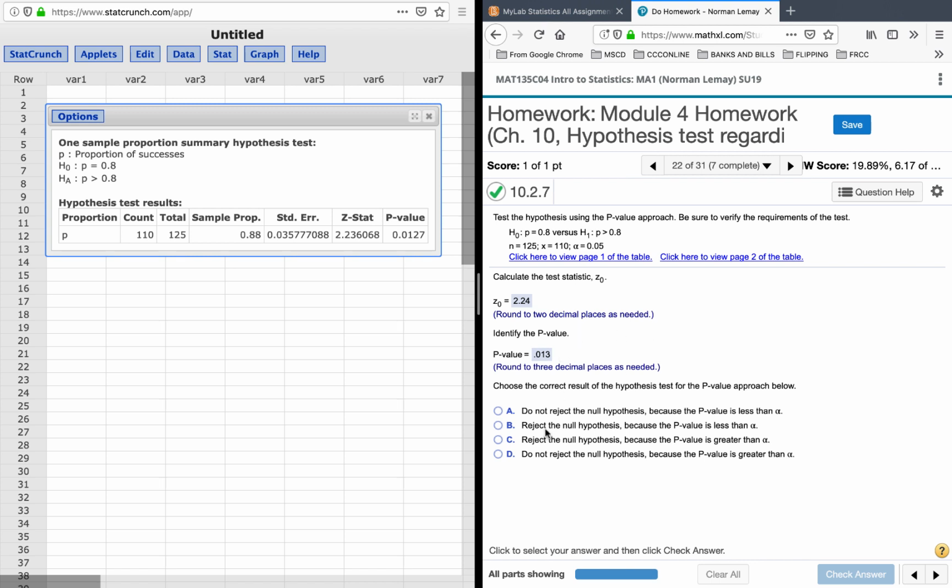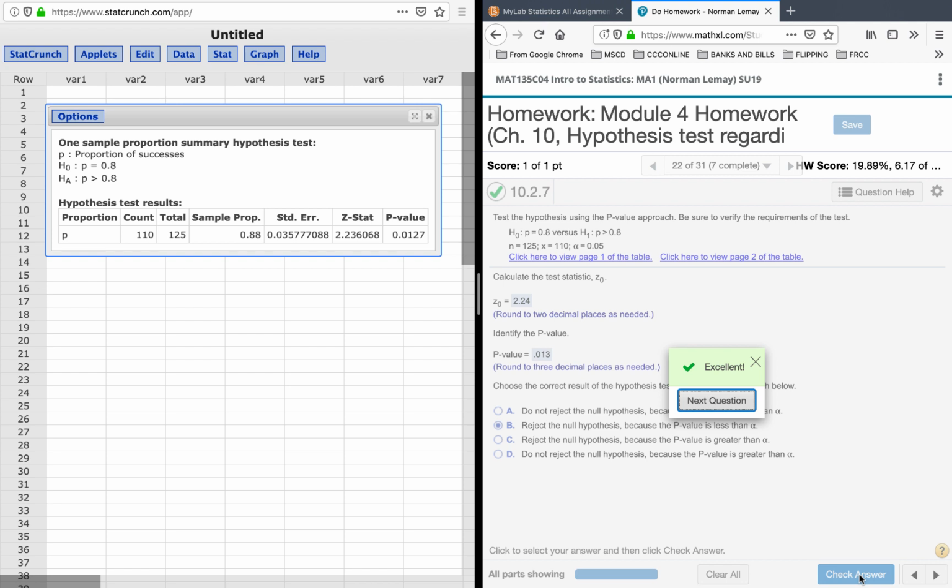Now since we reject the null, we have to come down here and notice that we have 2 rejects, so we can cancel out the do not rejects. We reject, we just have to pick the right reason. Do we reject because the p-value is less than alpha, or because the p-value is greater than alpha? As we just said, we always reject when the p-value is smaller. So we'll go ahead and check that answer. Okay, and that will put us to the next question.